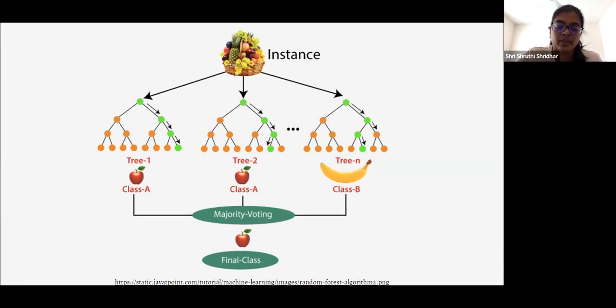So here we are passing one of the fruits to a random forest, and we are asking it to predict. So what does it do? It passes this particular data to each of the trees, and here in our case we have tree 1 and 2 predicting apple, and tree n predicting class banana. So we might have other trees also predicting different things, and we are taking the majority voting out of these individual trees, which turns out to be apple, and we give this as the final prediction.